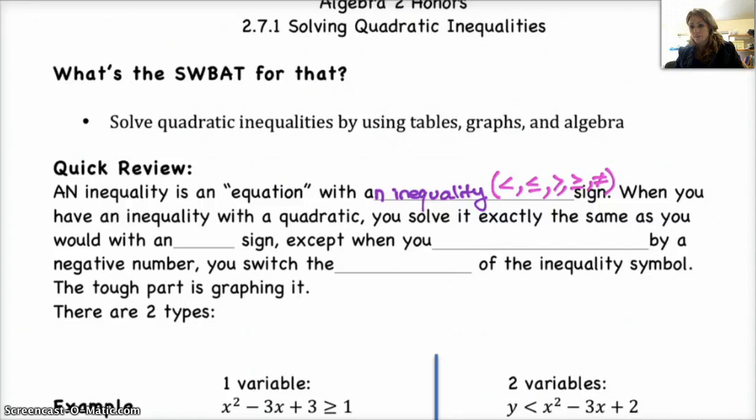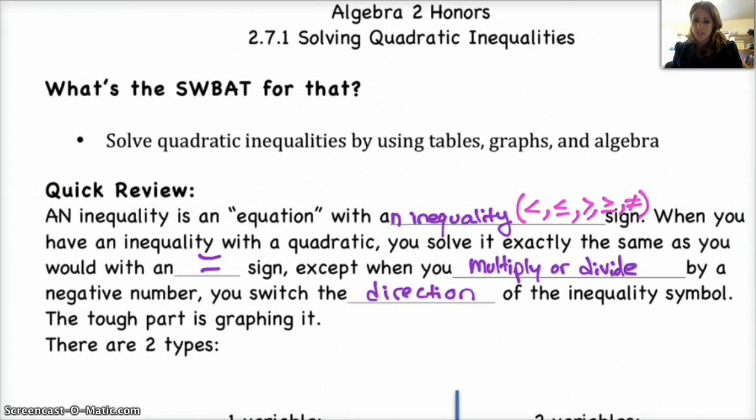Just as a quick refresher, you solve it exactly the same way you solve something with an equal sign, except when you multiply or divide by a negative number, then you switch the sign of the inequality. So if it's this alligator, then it switches to this alligator if you multiply or divide by a negative number. So solving is pretty simple.